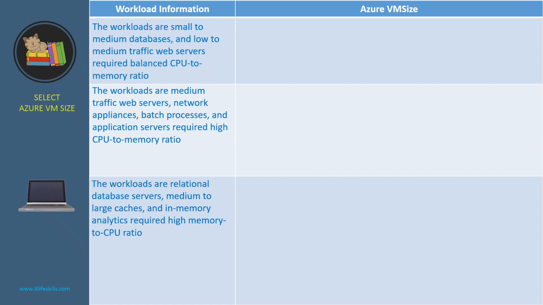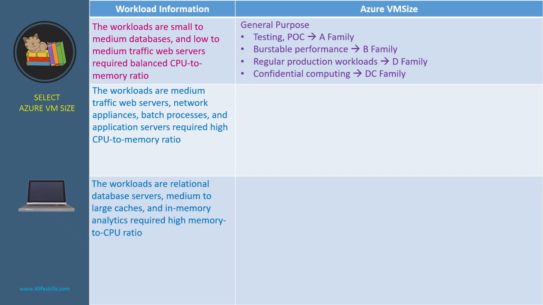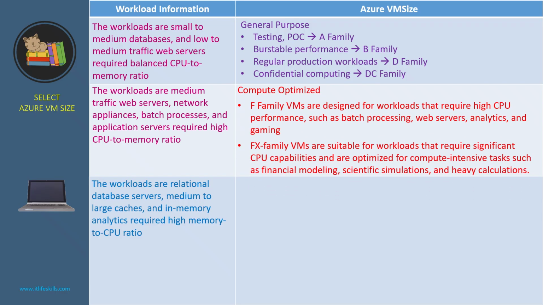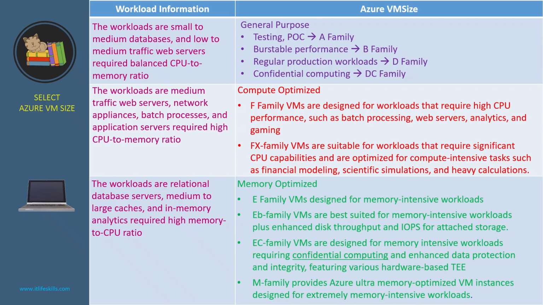Now that we understand the workload, the next step is to select the Azure VM size. If the workloads are small to medium databases and low to medium traffic web servers that require a balanced CPU to memory ratio, then we should select the general purpose Azure VM size. If the workloads are medium traffic web servers, network appliances, batch processes, and application servers that require a high CPU to memory ratio, then we should select the compute optimized Azure VM size. If the workloads are relational database servers, medium to large caches, and in-memory analytics that require a high memory to CPU ratio, then we should select the memory optimized Azure VM size.